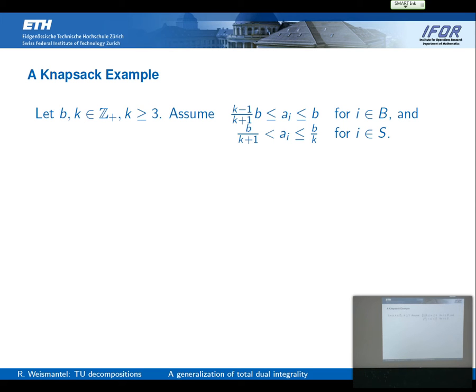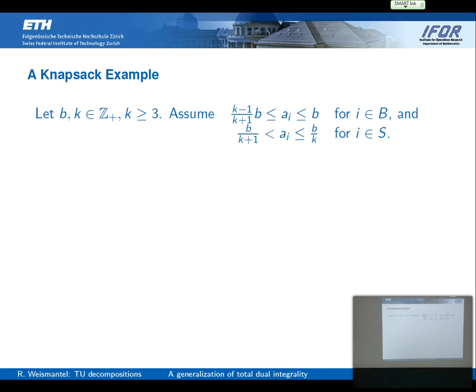Now, TDI-ness property means we have a given right-hand side. So now the coefficients that I'm using here depend on the right-hand side B. And essentially, we have only 2 blocks of items. We have the big items, B stands for big, and S stands for small items. Big in this situation means that the weight is between (k minus 1) over (k plus 1) times B and B, of course. And small means that the coefficients lie between B over (k plus 1) and B over k.